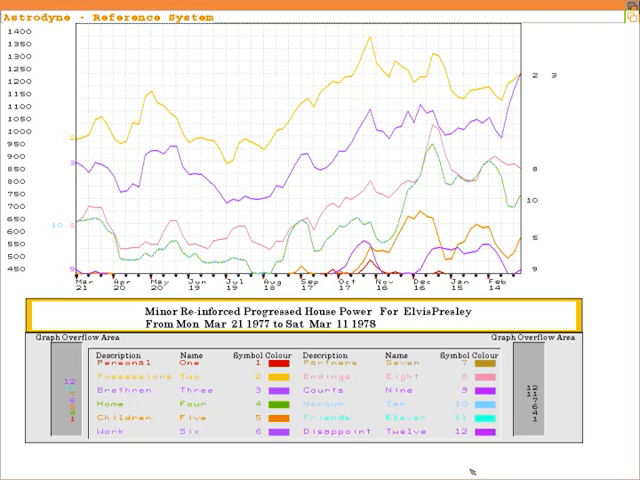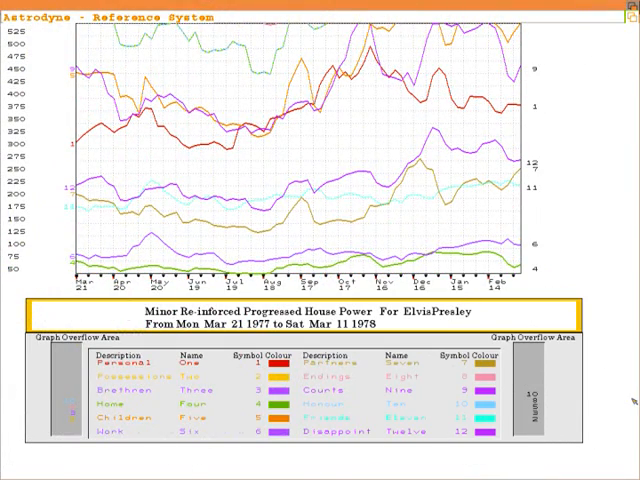Perhaps you want to know about money matters. The yellow graph line for the 2nd house tells you about your possessions. Notice the peaking energy between November 6th and November 16th. Perhaps you want to know about your health. The 6th house graph, the purple line near the bottom, tells you about sickness. The 1st house graph, the red line, tells you something about your health in general.